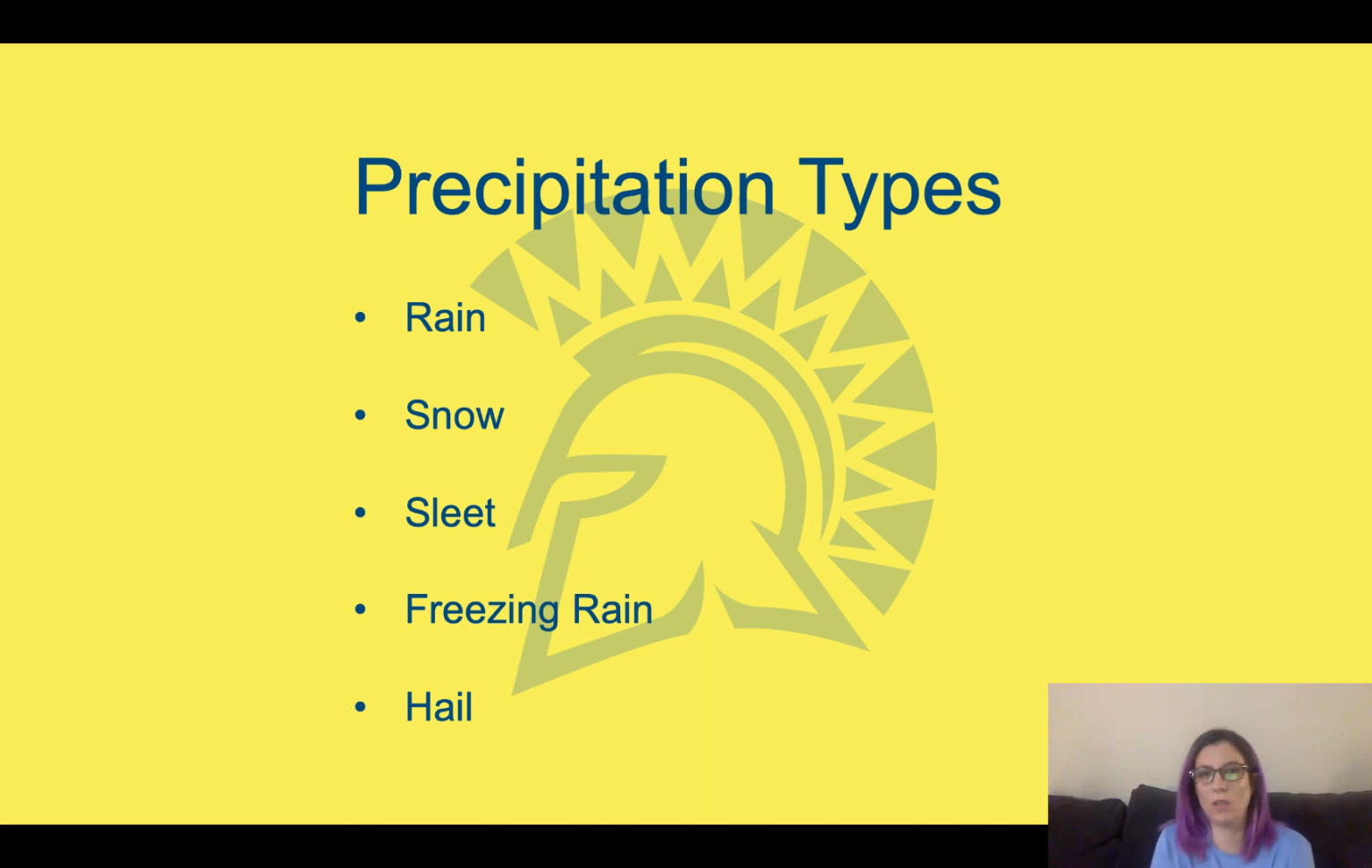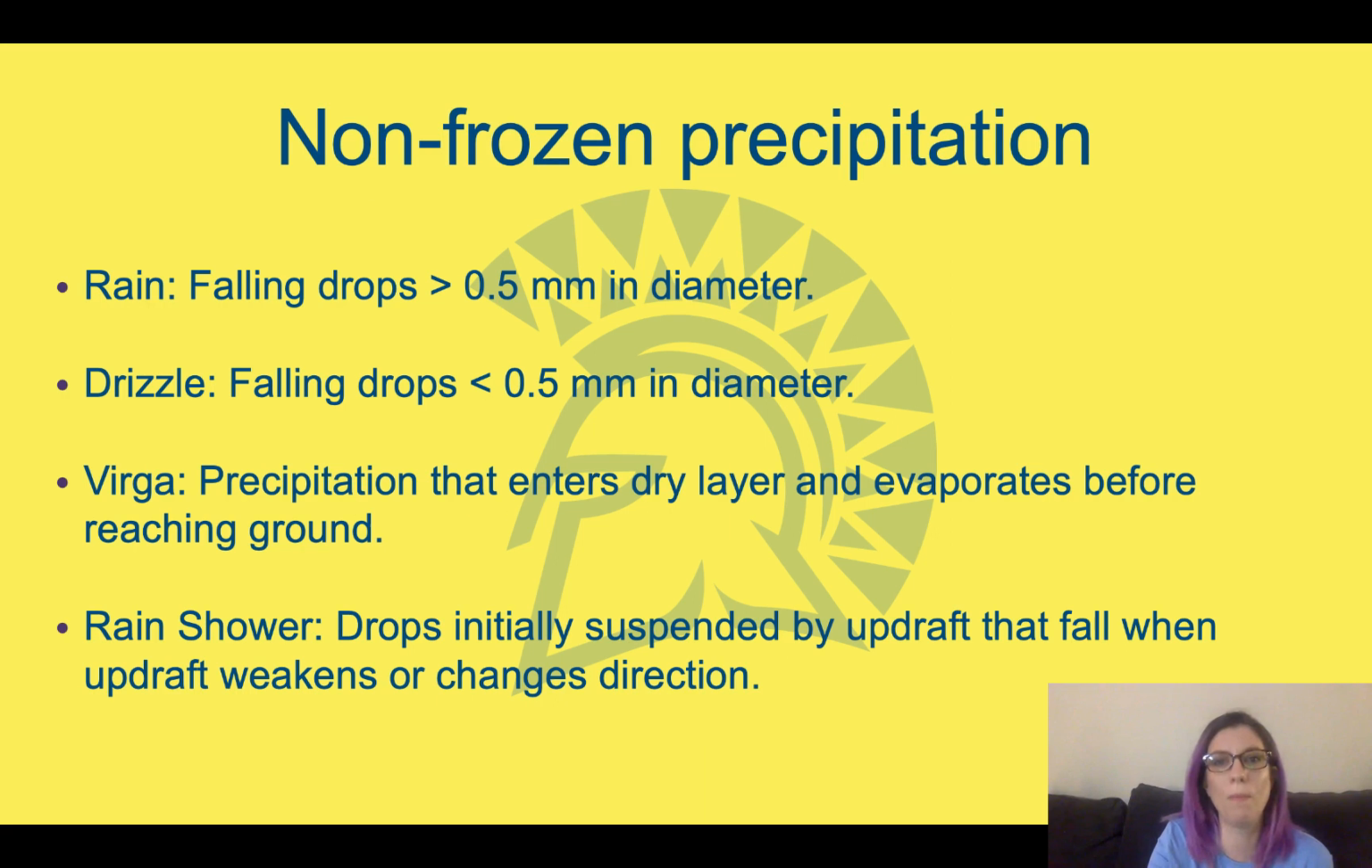Okay, so to go over a couple of precipitation types, we have rain, snow, sleet, freezing rain, and hail. We have non-frozen precipitation, which would be rain or a drizzle or a virga or a rain shower. This is all rain basically, but it depends on the size. So raindrops are over 0.5 millimeter, or a drizzle is less than 0.5 millimeter.